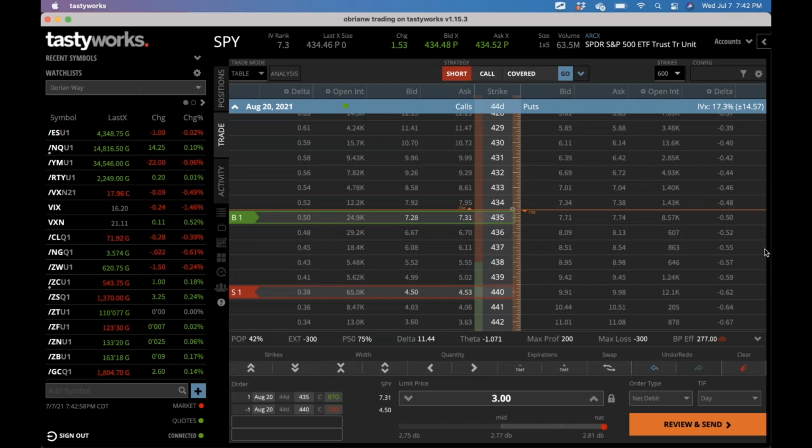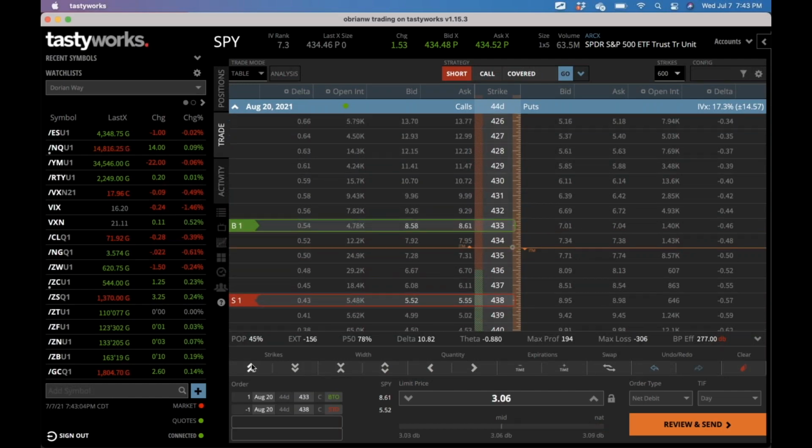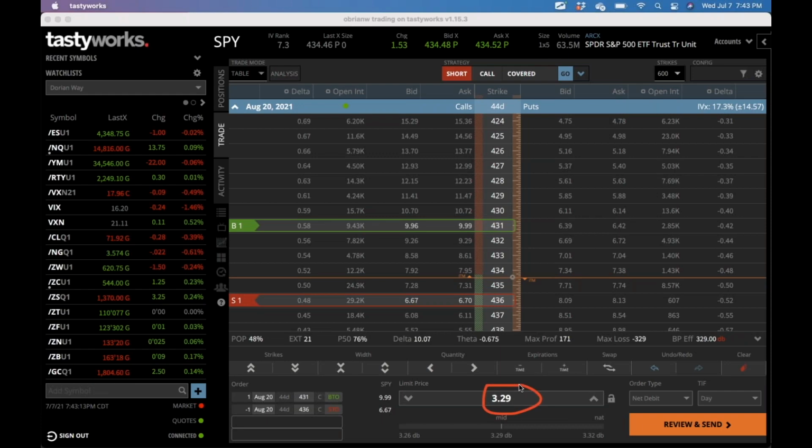All right, so if we move this spread into the money, this spread is going to cost a little bit more, and you can see we're buying at the 58 delta and selling at this 48 delta, right? So let's just say we need $3 again, so that's going to take us to around this 434 around here. It's $3.29, so it's going to be a little bit higher than that.